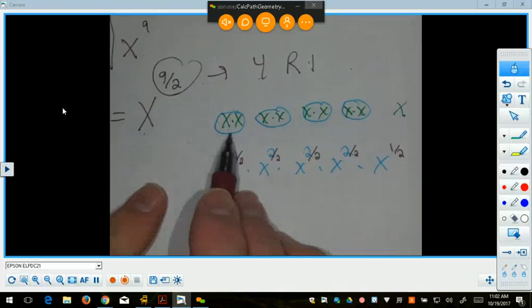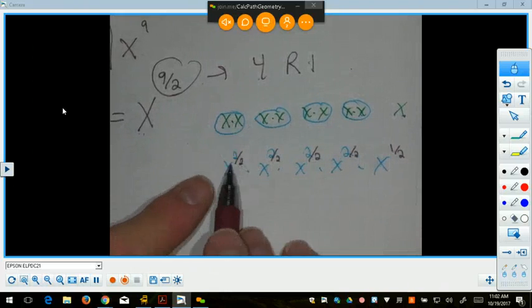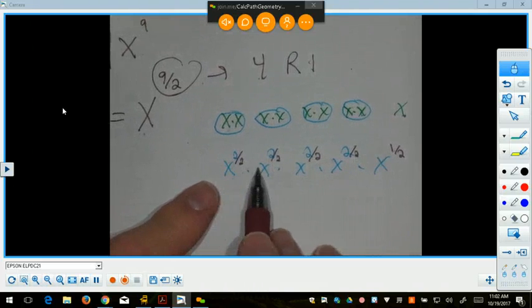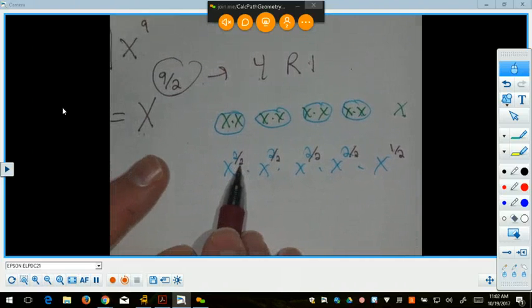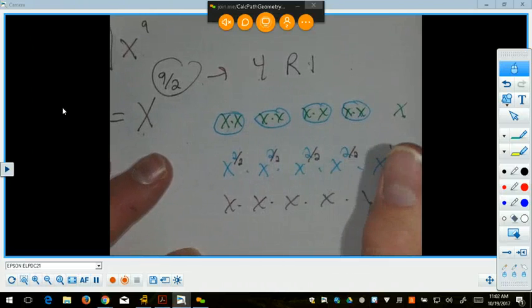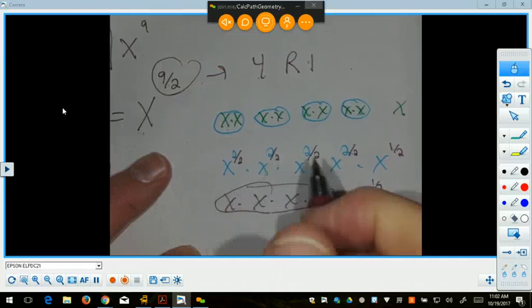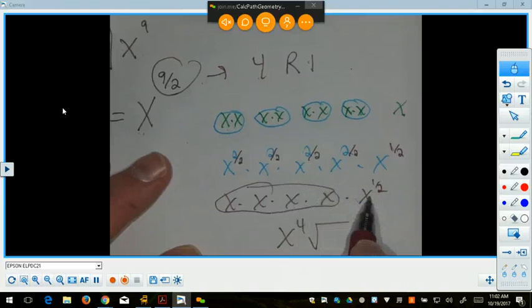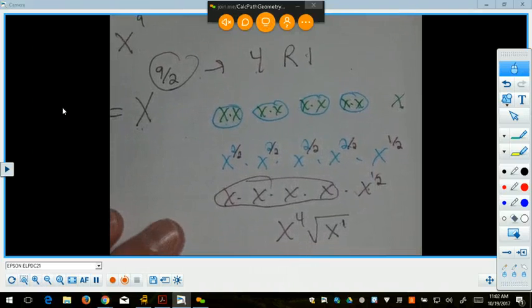X to the 9 halves, there's my x's multiplied out, right? X squared times x squared times x squared times x squared times x to the 1st, but they all have the denominator of 2. What's 2 over 2? 1. So this is really x times x times x times x times x to the 1/2. There are 4 of these, so that becomes x to the 4th. The x to the 1/2 is the square root of x to the 1st.